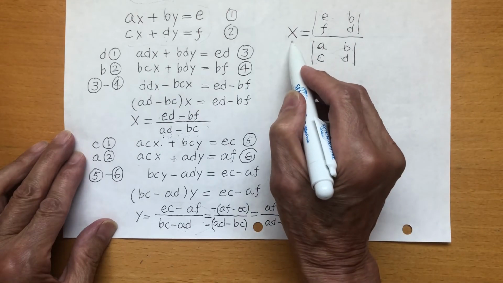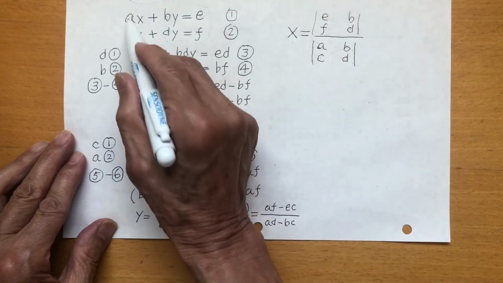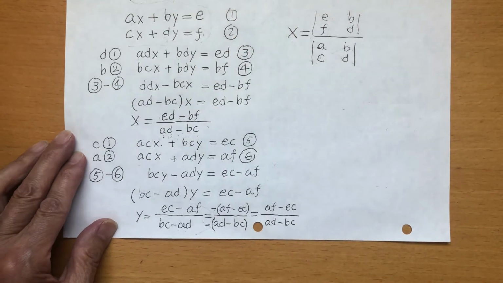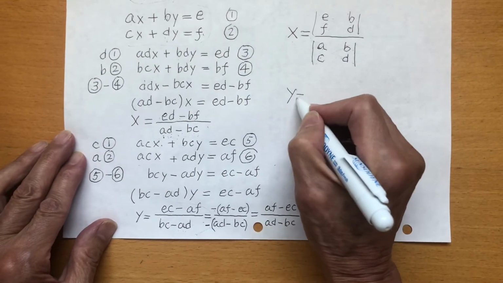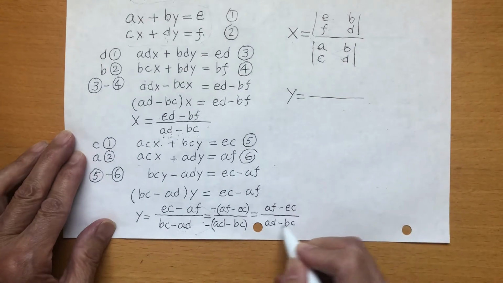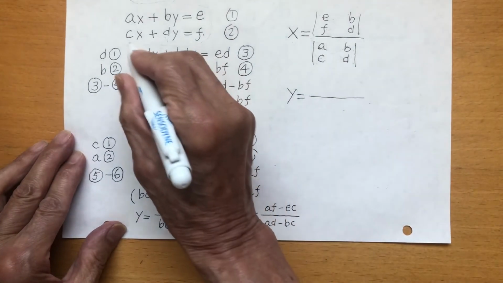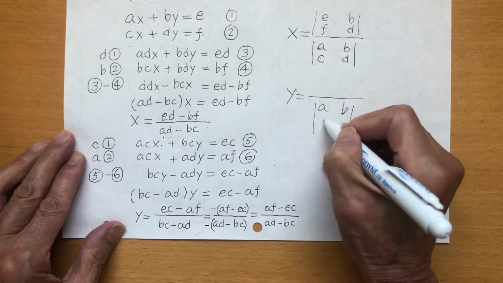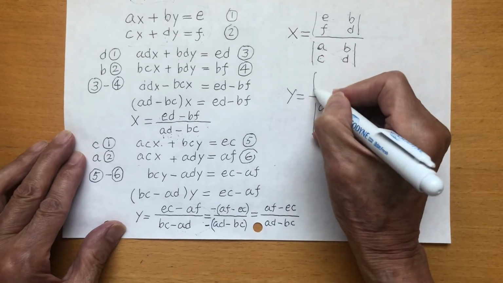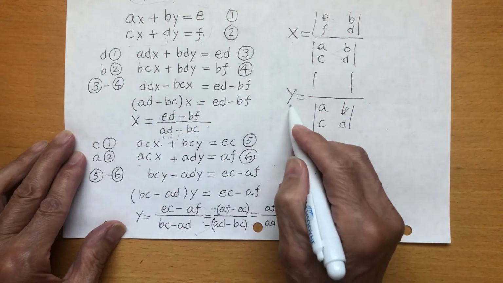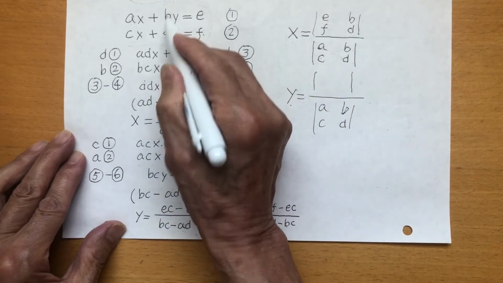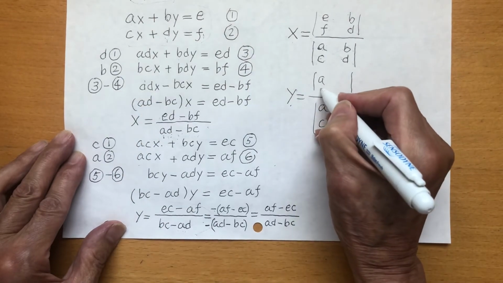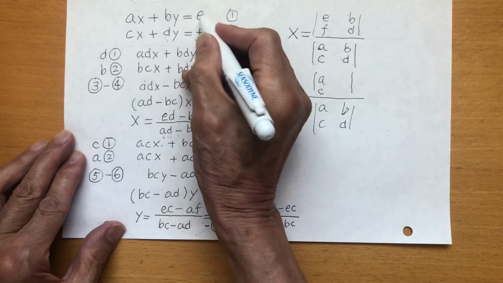I want to find X. I replace the AC, the numbers before X, by EF. How do I remember Y? You see, the denominator of Y is the same as the denominator of X, so I still have A, B, C, D. But the top, I want to find Y. So the numbers before Y are replaced by EF. So I still have AC here. And then BD is replaced by EF.